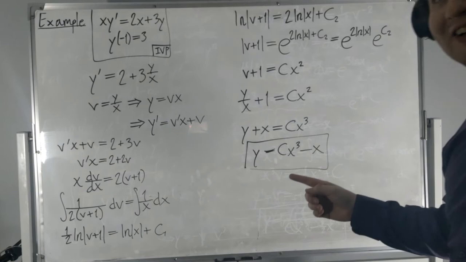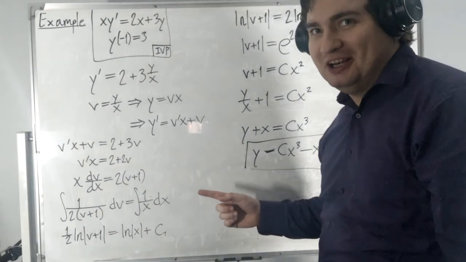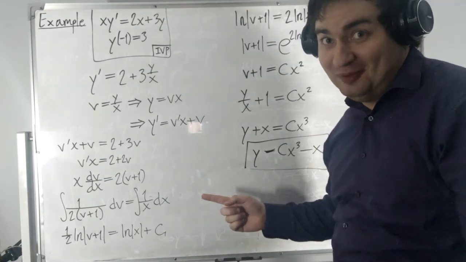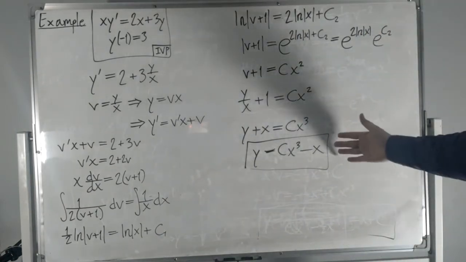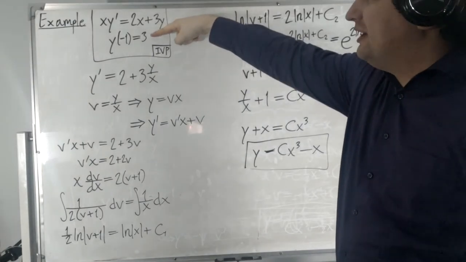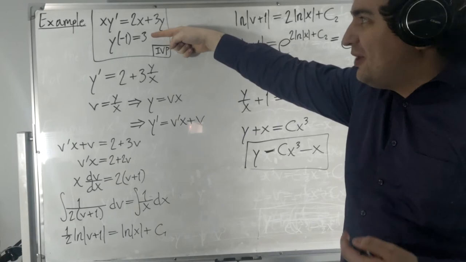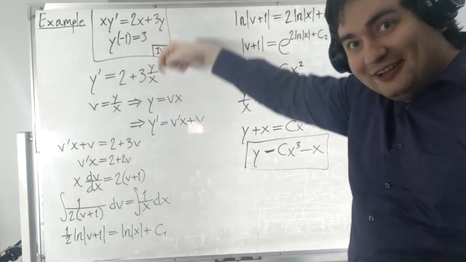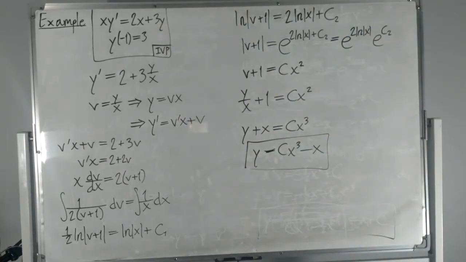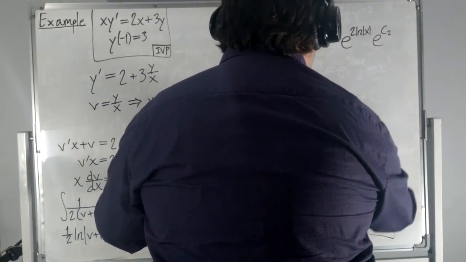Wait a second, we're not done. Sorry, I wasn't being coy there. I legitimately forgot that this was an initial value problem. So therefore, we're not looking for just the general solution. We want a particular solution that satisfies the condition y of negative 1 has to be 3. So let's unrectangle this.